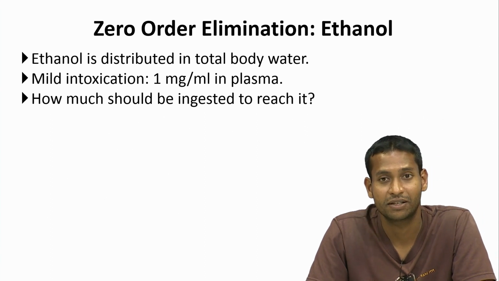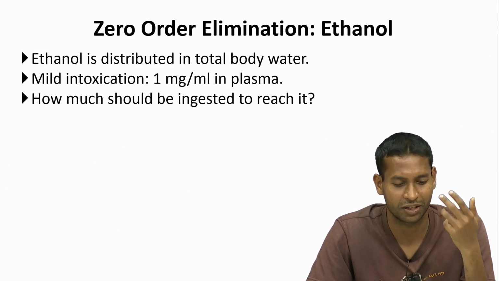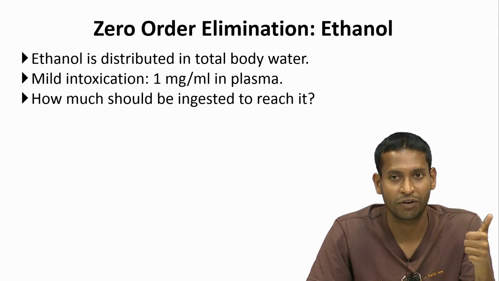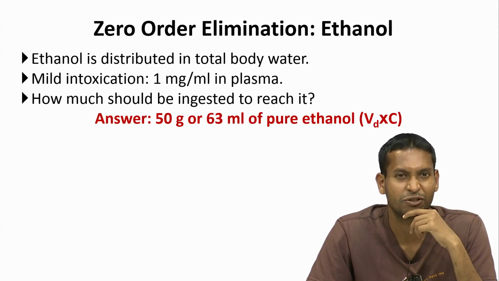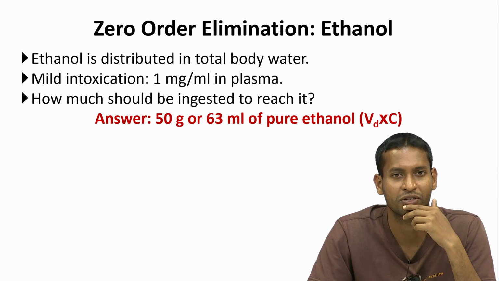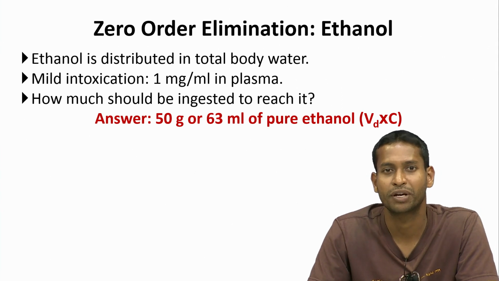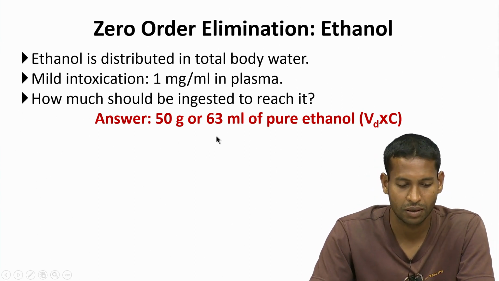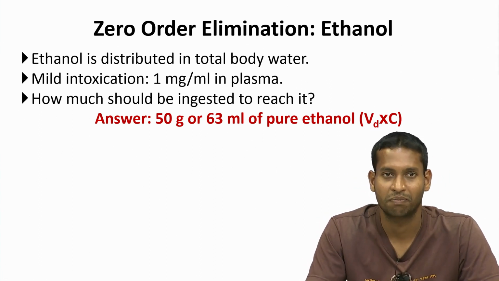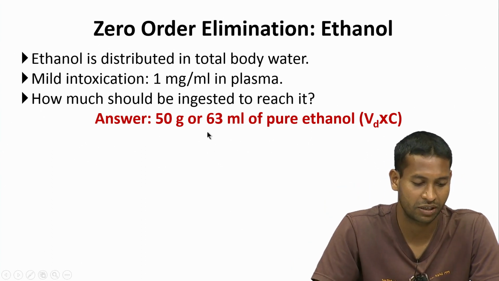So how much should be ingested so that we reach that concentration? As I said, the total body water is about 50 liters, so we need to consume about 50 grams to get a total concentration of 1 mg per ml. If you consider the density of ethanol, we are talking about 63 ml of pure ethanol. So let us say a person does consume about 63 ml of pure ethanol and immediately builds up the plasma concentration to about 1 mg per ml. Then what is the next thing that is going to happen?